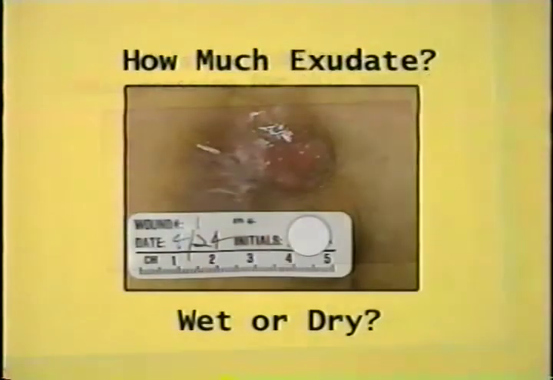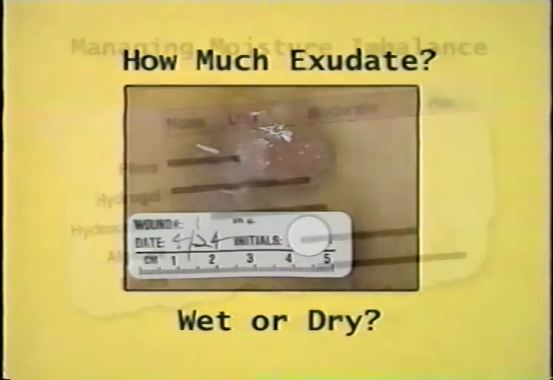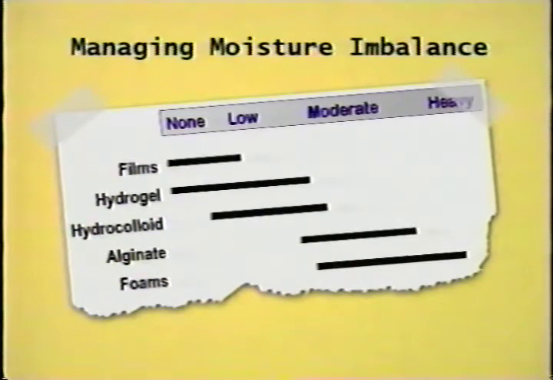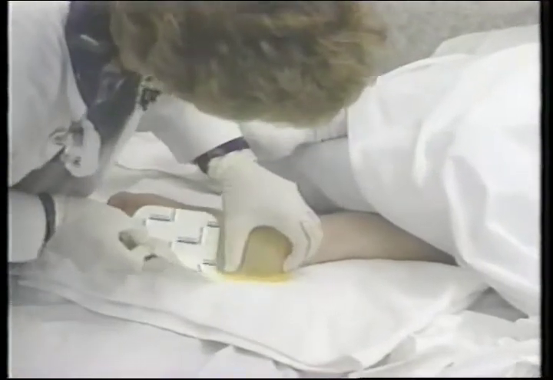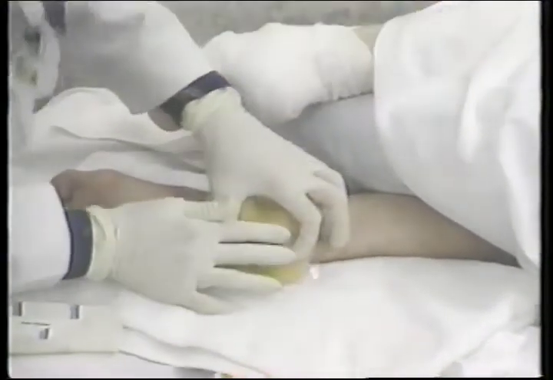It's important to ask the question, how much exudate or drainage is coming from the wound? Basically, is it wet or is it dry? Here's a simple chart that might help you to decide on which dressing to use. It's based on the amount of wound exudate or drainage that a particular dressing might absorb. For wounds with little to none drainage, a film dressing would work. Let's look at how a clinician might apply a film dressing to a wound.